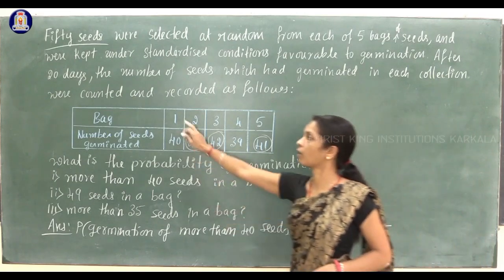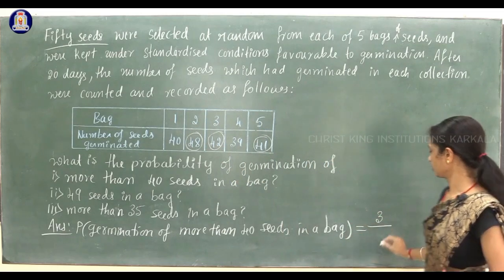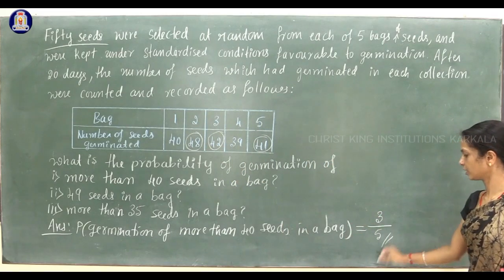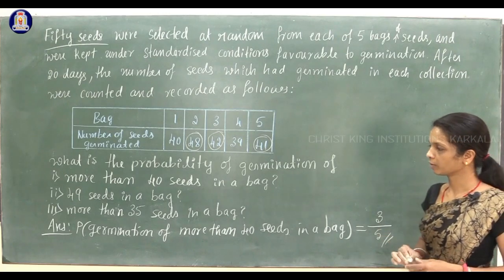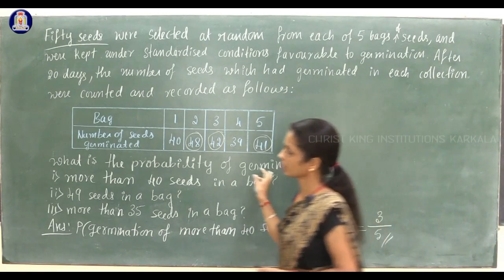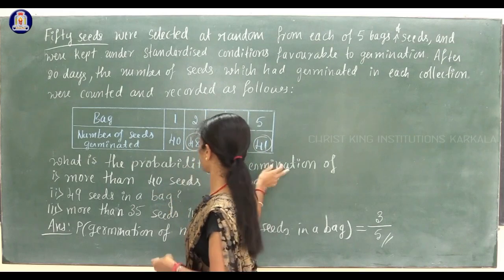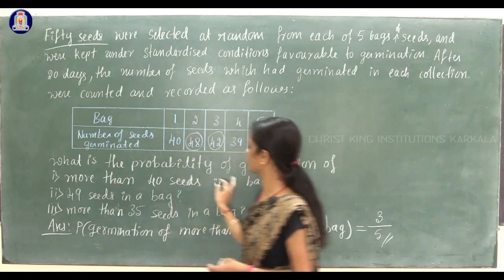How many bags do you have? 1, 2, 3, 4, 5. So the total number of bags is 5, and 3 out of 5. So the answer is 3 by 5. That is the probability of the first event, that is, the probability of germination of more than 40 seeds in a bag.